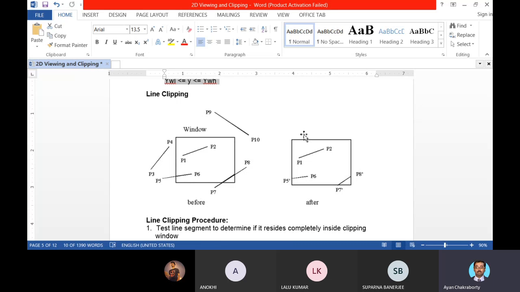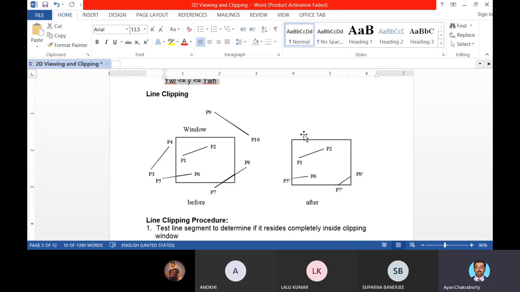And two straight lines, P3, P4 and P9, P10, are completely outside of this window frame. That's why in the after image you can see there is no trace of these two straight lines at all. These two straight lines are completely clipped out or completely truncated.